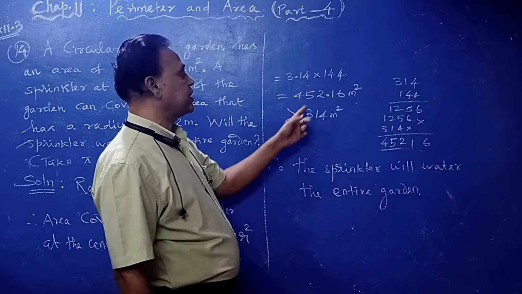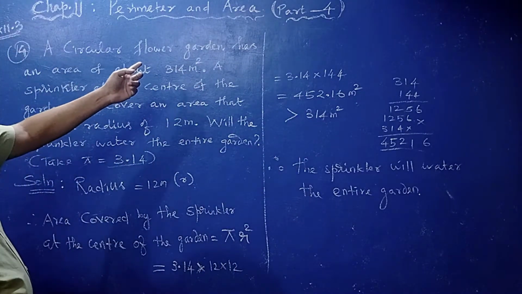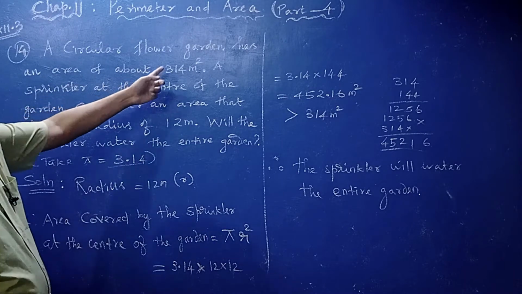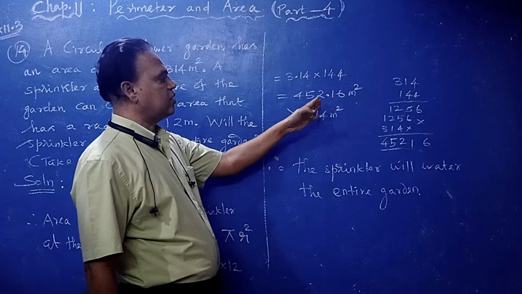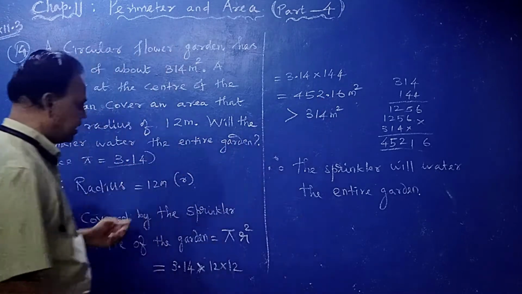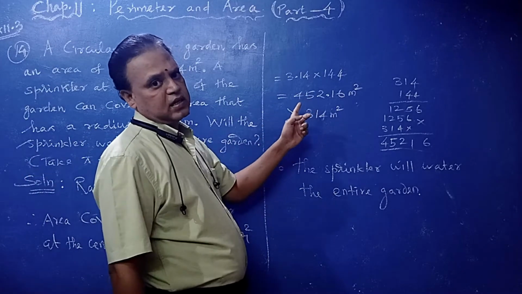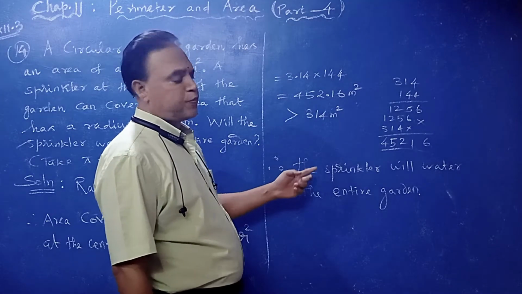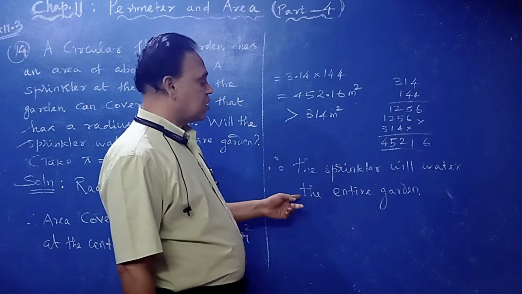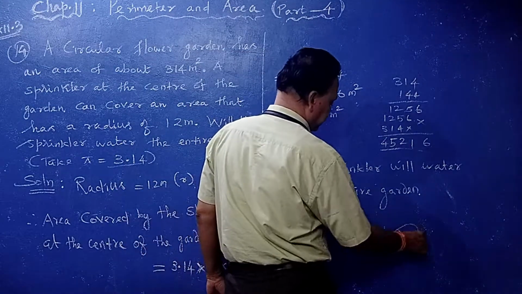Clear. So this is greater than 314 meter square, because the circular flower garden has an area of about 314 meter square. Because the radius is 12 meters, the area you are getting is greater than this. Clear? Therefore, definitely the sprinkler will water the entire garden.